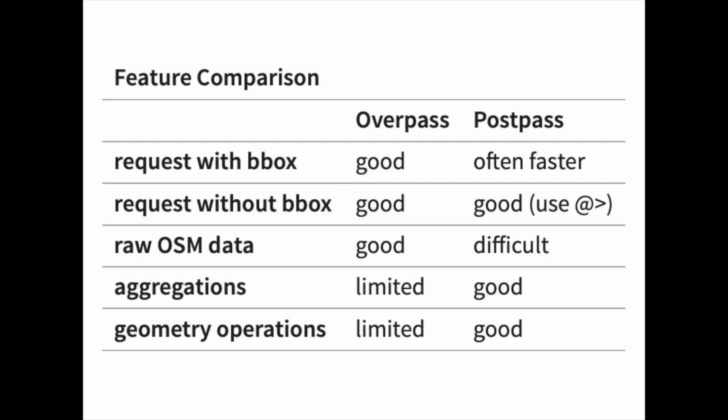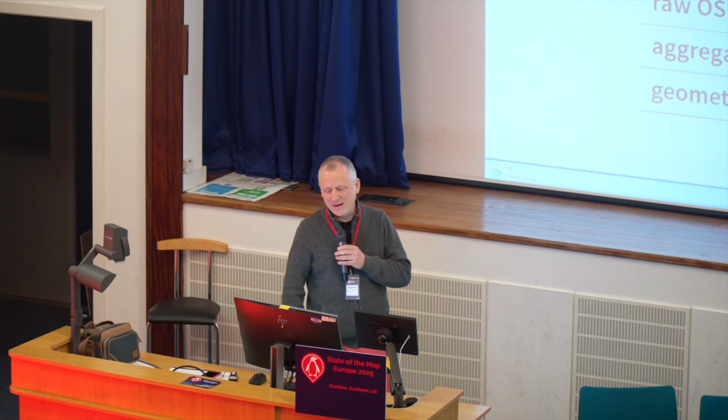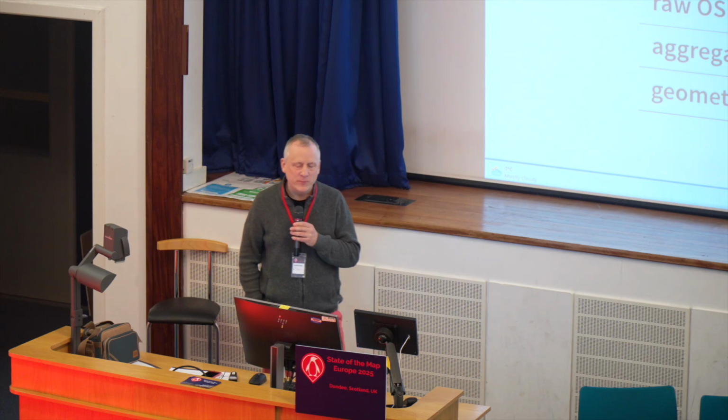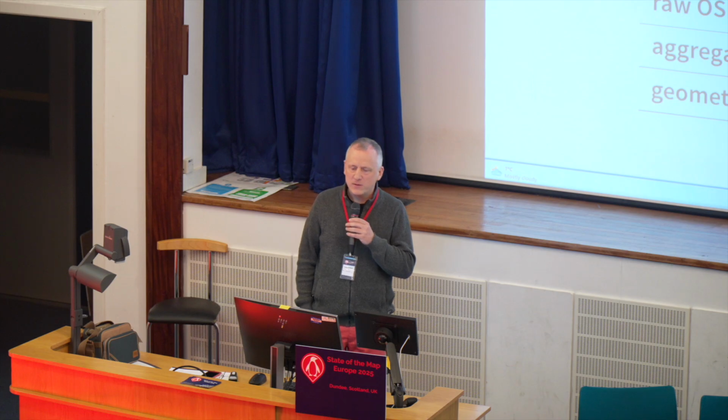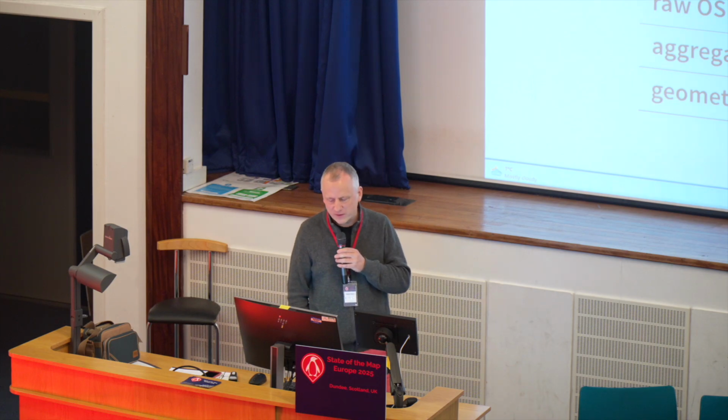Doing aggregations, like count the number of things in this area and then combine them according to certain criteria, is not as easy in Overpass as it is in Postpass, at least for me. And the same goes for geometry operations. If you want to say, hey, give me the intersection between all things that have this with things that have this other tag, that's quite easy to do in Postpass, I find.